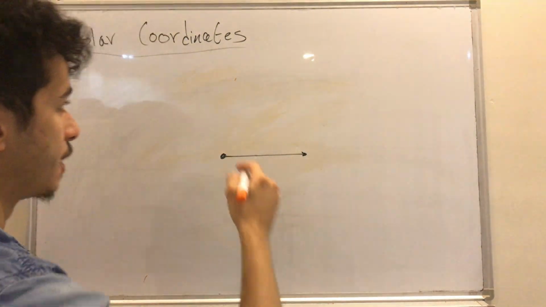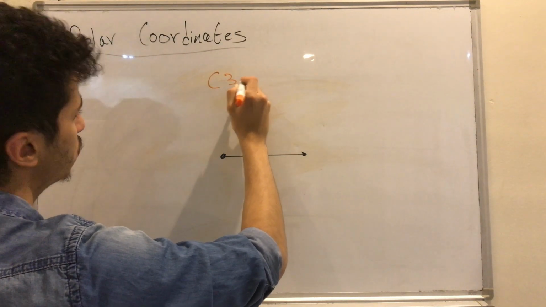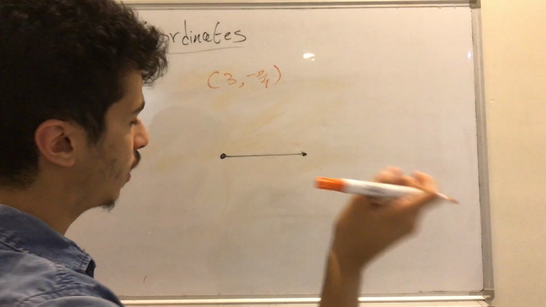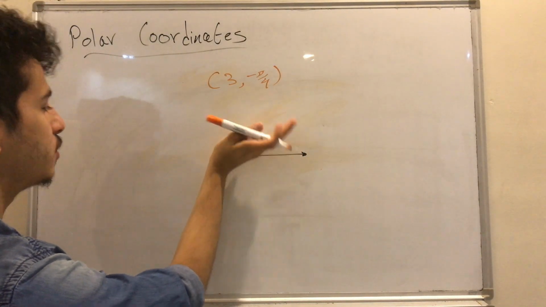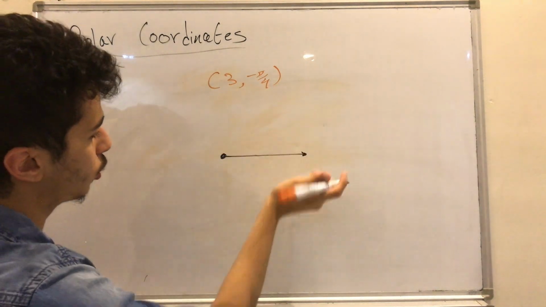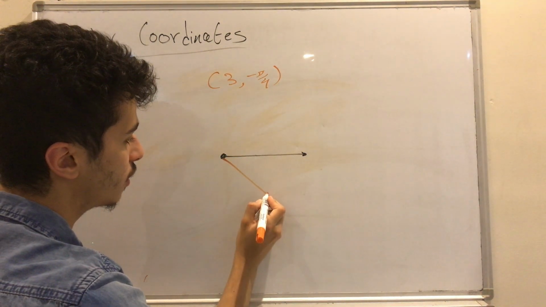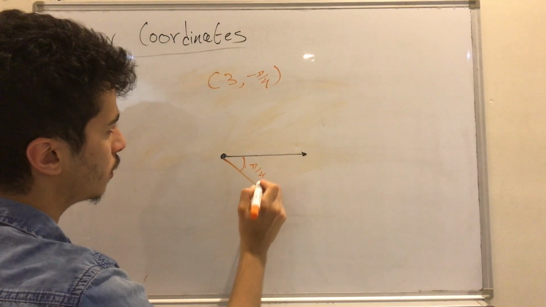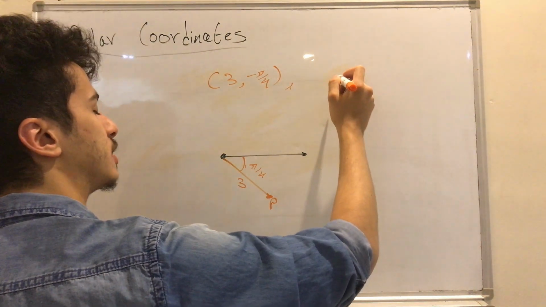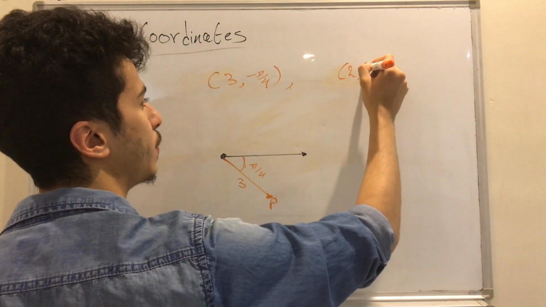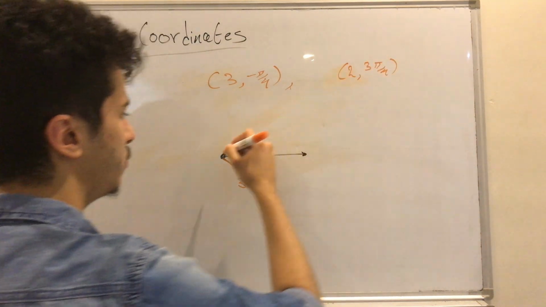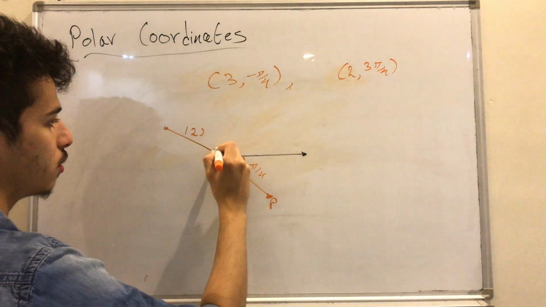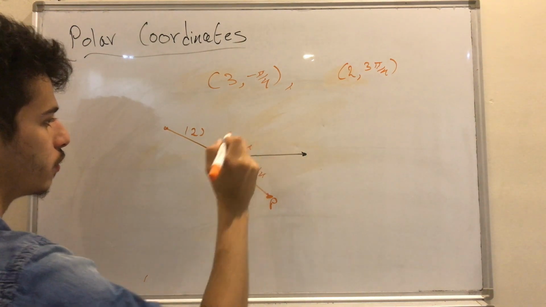Okay, let's take another example. Say we have 3, negative pi over 4. Okay, well, what does the negative mean? Well, a positive angle denotes a rotation counterclockwise. When we have negative, we go clockwise. So we'll have this point P with pi over 4 and length 3. Okay, let's take another example. Say I have 2, 3 pi over 4. That'll be somewhere over here. Length 2 and 3 pi over 4.